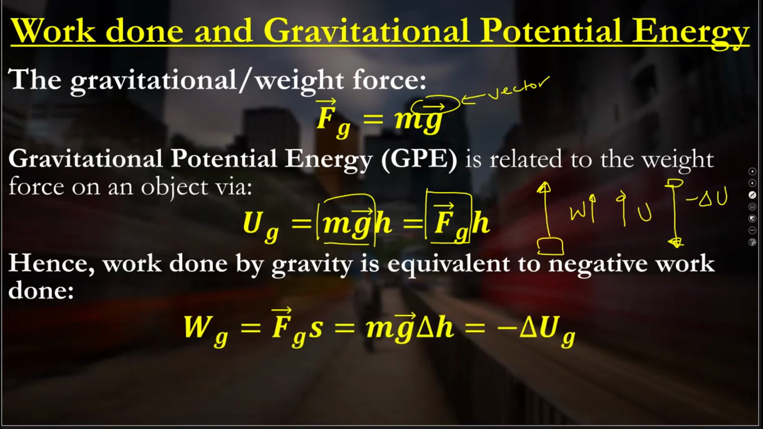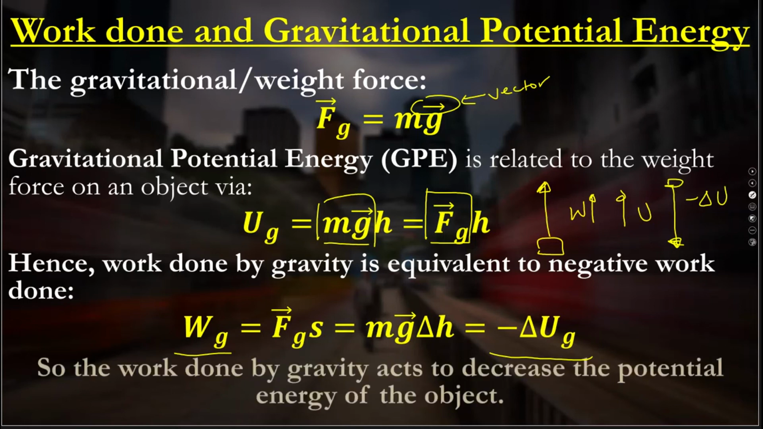So what we could say is the work done by gravity is considered a negative change in gravitational potential energy. So any work done by gravity, like I said, leads to a decrease in potential energy of our object.